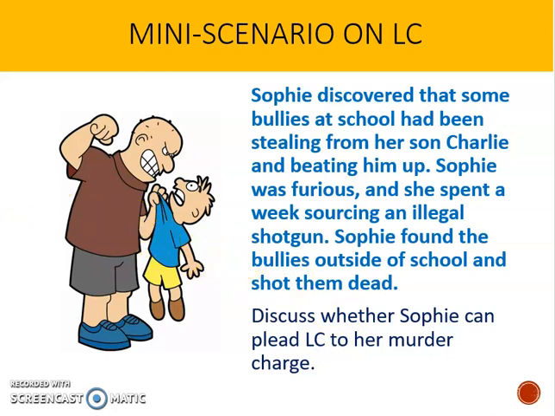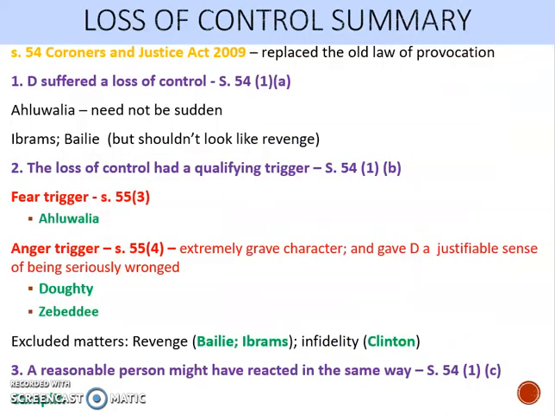So let's remind ourselves quickly on what the law is on loss of control before we try and tease out the issues for Sophie. So this is going to be a very quick recap. Remember, there is a video tutorial which goes through all of the law on loss of control. So it might be useful for you to go back and watch that again before you come to this tutorial and try to apply the law on it. But a quick recap here.